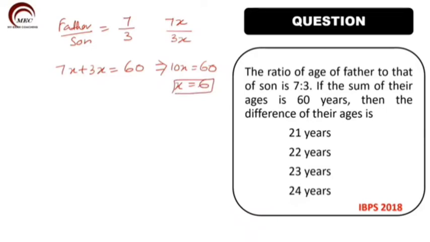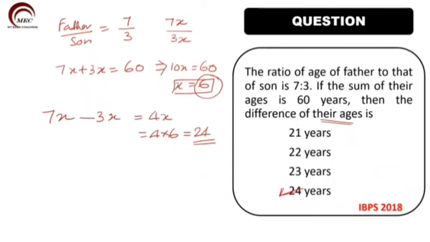The difference of their ages is what? Difference of their ages. So the age is 7x for father and 3x for son. Their difference will be equal to 4x. We got x is equal to 6. So what will be 4x? 4x is equal to 4 into 6, which is equal to 24 years. So from the given options, we mark 24 as the correct option.